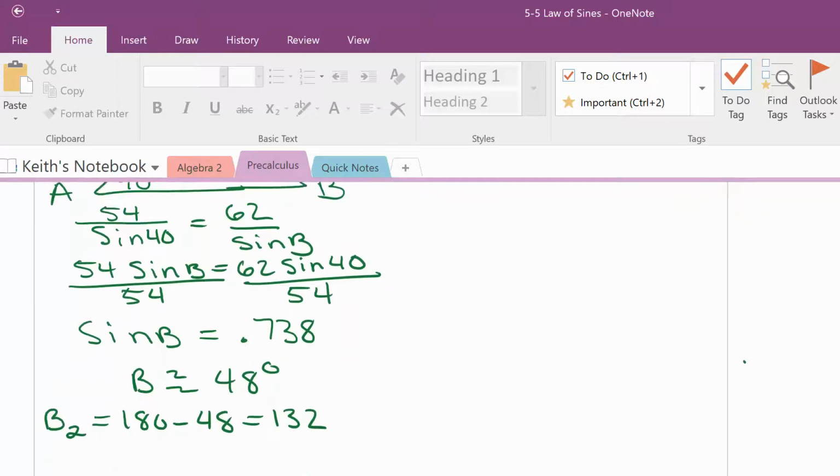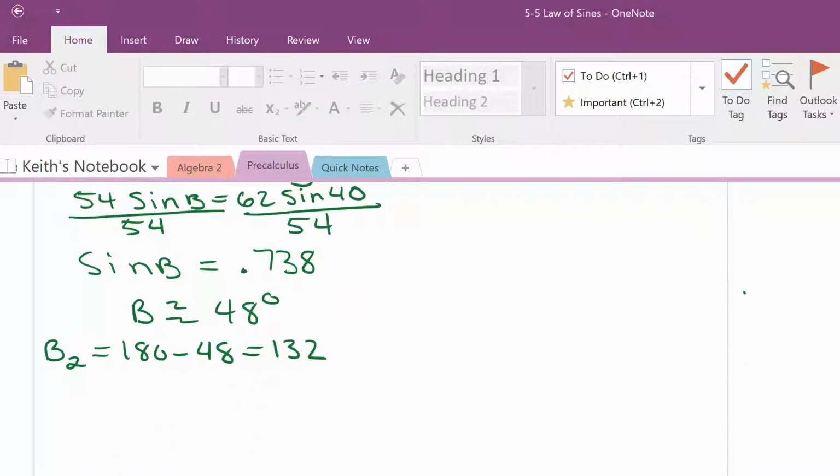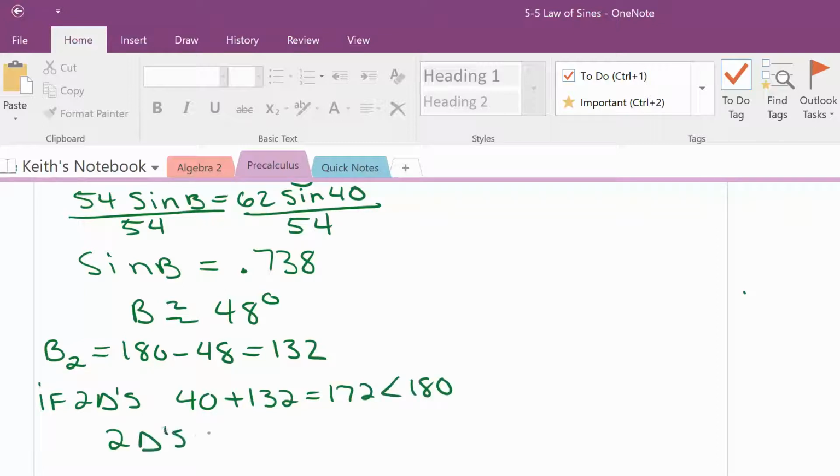So then you see with the angle A that's there, if two triangles were formed, then you would have B sub 2 is equal to 132. 40 plus 132 is equal to 172, which is less than 180. So that means there are two triangles formed here.